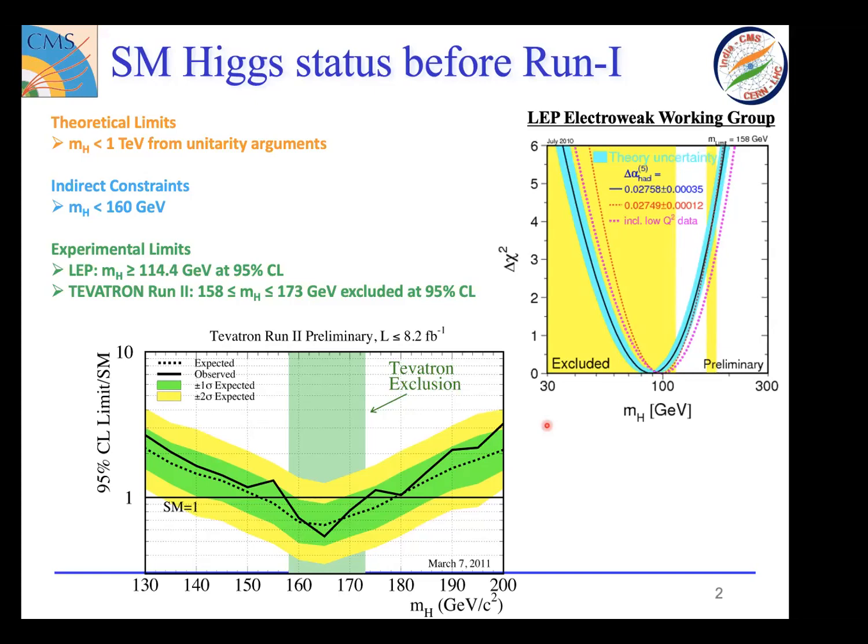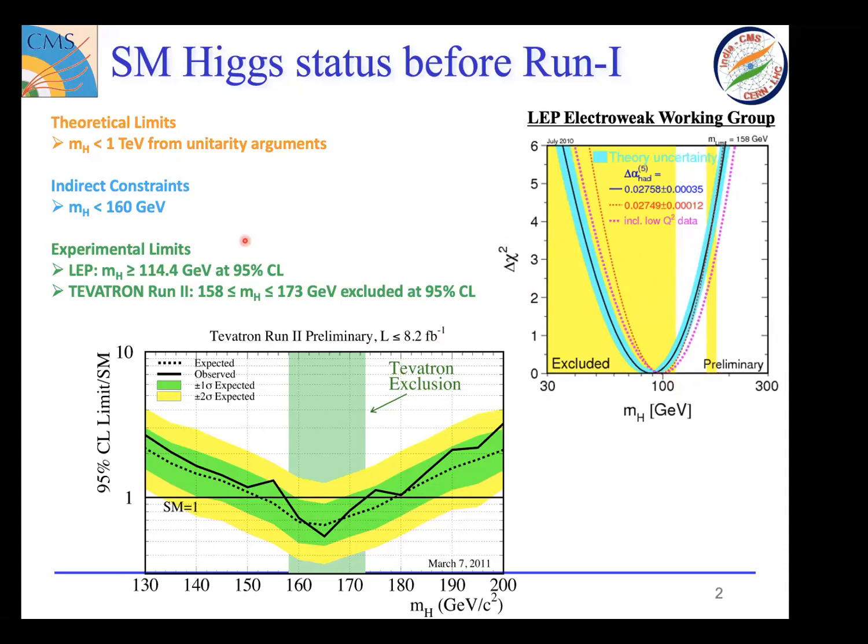The indirect constraints came because once you introduce a standard model Higgs boson in the theory, its virtual excitations, of course, contribute to the various electroweak processes. The observables, for example, the mass of the W boson, mass of the top quark, and so on and so forth. So one can try to fit the electroweak data and check the constraint on the Higgs mass, which around that time was getting constrained to around 158 GeV or 160 GeV.